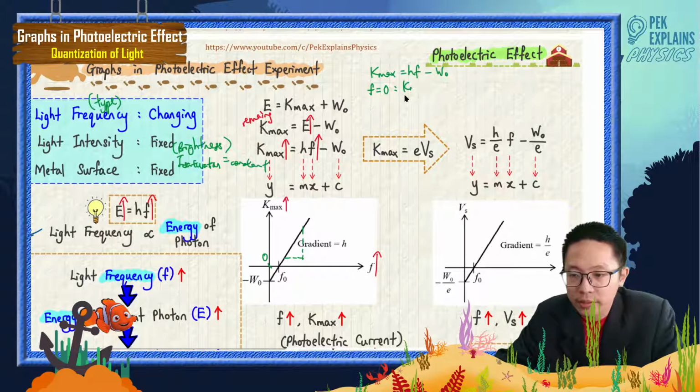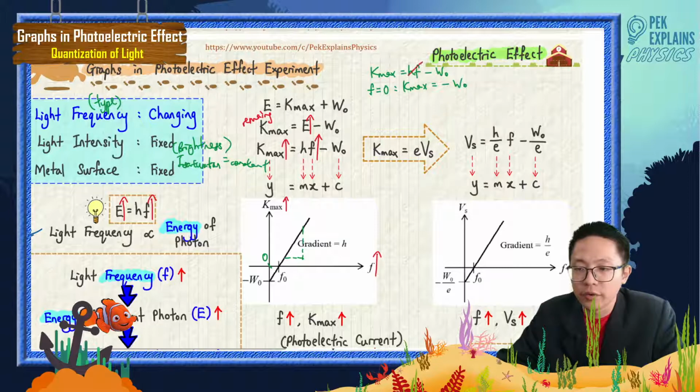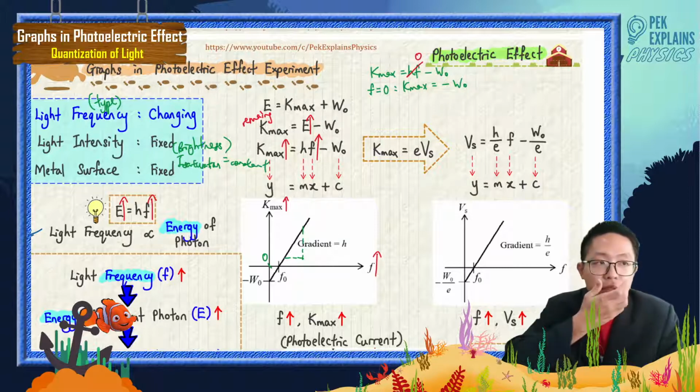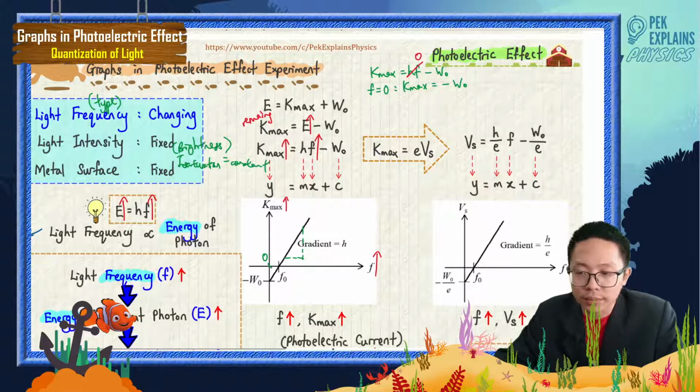So Kmax equal to negative w naught, because the hf is gone already, because f equal to 0. So in the end, what do we get? We substitute w naught with hf naught.